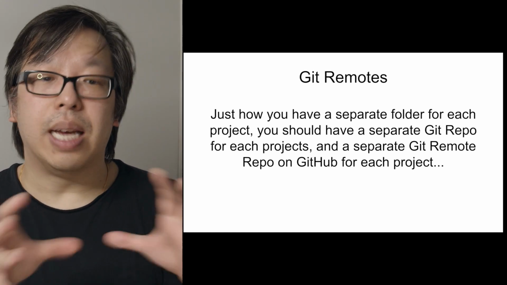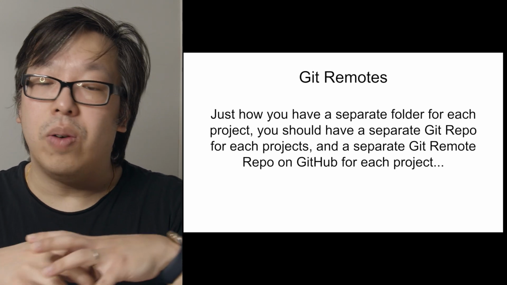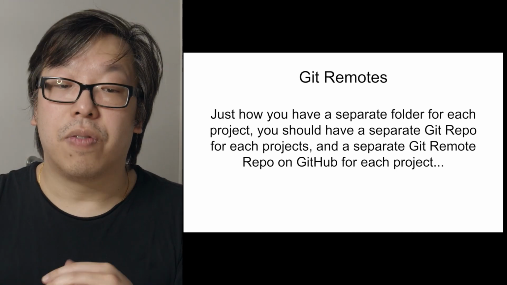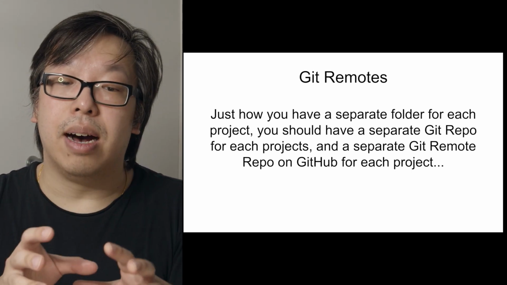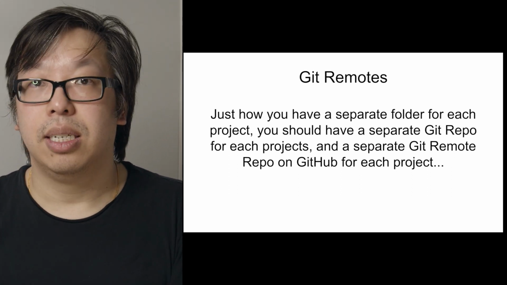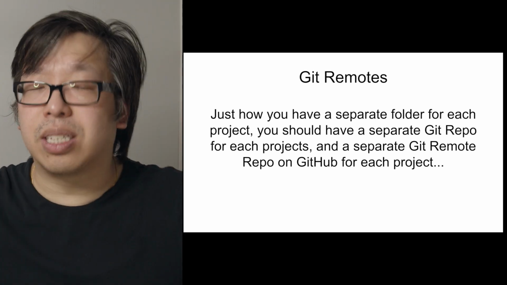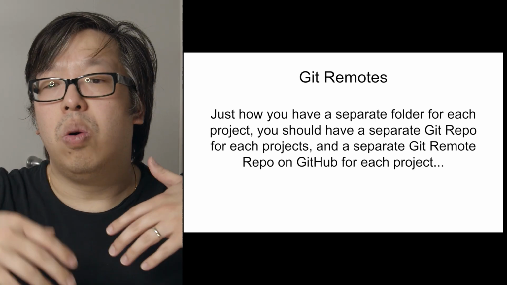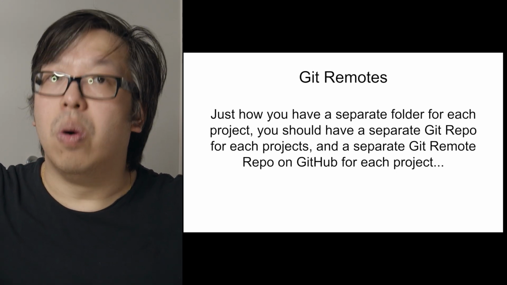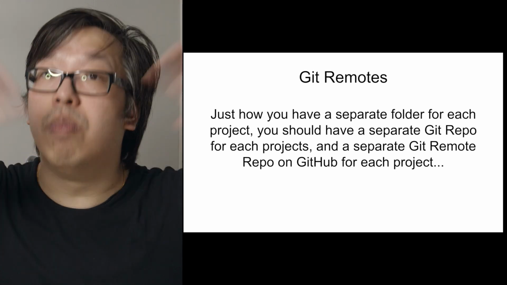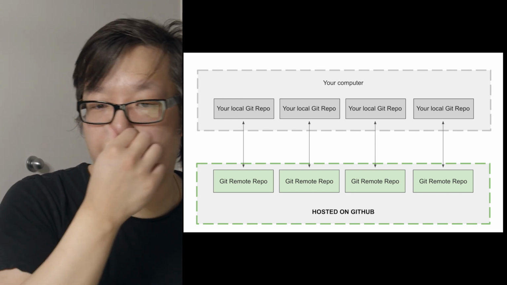Just like you would have a separate folder for each project, and just like you would have a separate Git repo for every project, you're going to have a separate GitHub repo for every project. So in this class, you're only working on one project, but after this class, you're going to have many, many projects. So when you have many, many projects, each one of them is going to be a Git repo on your local machine. Well, then each one of those is going to have a corresponding remote central Git repo on GitHub. So this is what you end up with long term.